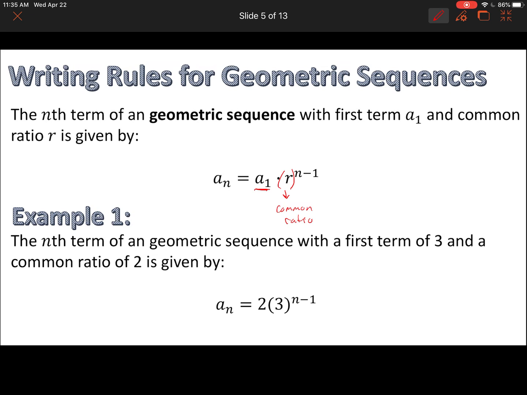So for instance, when I'm looking at example 1 here, I know by looking at the formula above that this is my first term and that this is my common ratio. So what that means is this pattern starts at 2.